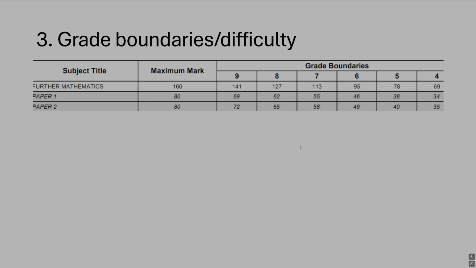Alright, next points, we have the difficulty. This is another big thing about the course that I really don't like. These are the grade boundaries for the 2025 exam. These are actually a couple marks lower than usual. And it is 88% for a 9, which is ridiculous for an additional maths course.